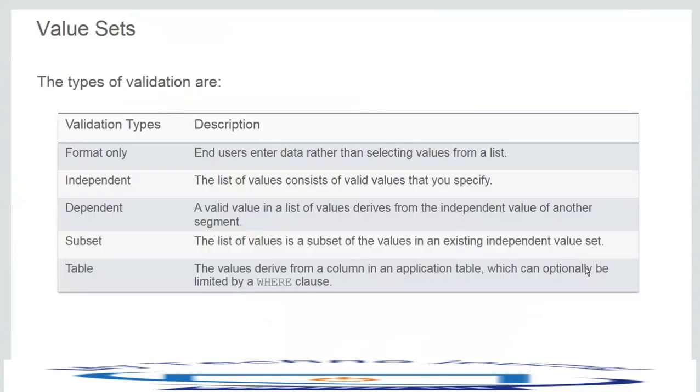So this table shows the different types of validation along with their description. So the validation types: format only, independent, dependent, subset, and table, and you could see the descriptions along with that.